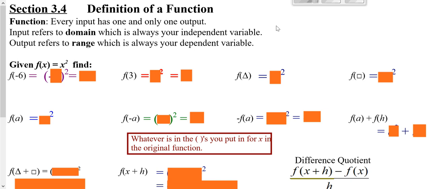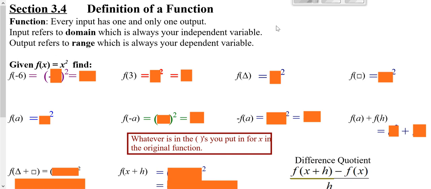We're going to look at functions today. Now, a function is defined as every number you put in can have one and only one number that you get out. The numbers you put in are referred to as your domain, which is also known as your independent variable. What you get out is referred to as your range. That's referred to as your dependent variable.